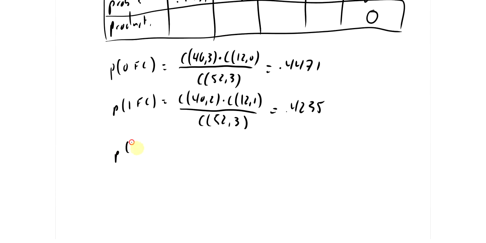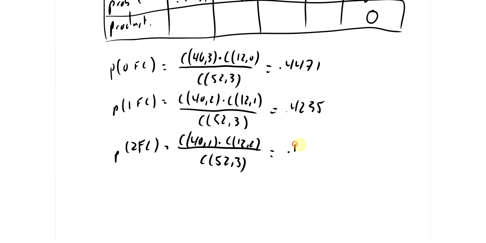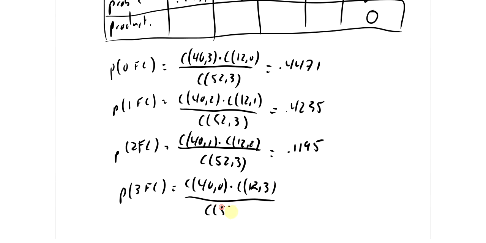Okay, what's the probability of getting 2 face cards? Well, that would be pick 1 out of 40 non-face cards, and then 2 out of 12 face cards, and divide by the number of total 3-card hands. That's 0.1195. And the probability of getting 3 face cards is pick 0 out of the 40 non-face cards, and then 3 out of the 12 face cards. And that turns out to be 0.0099.